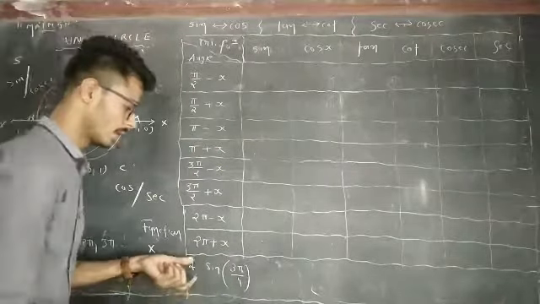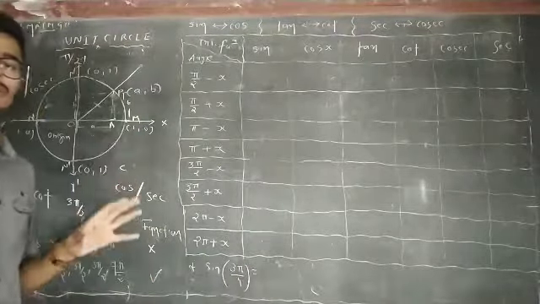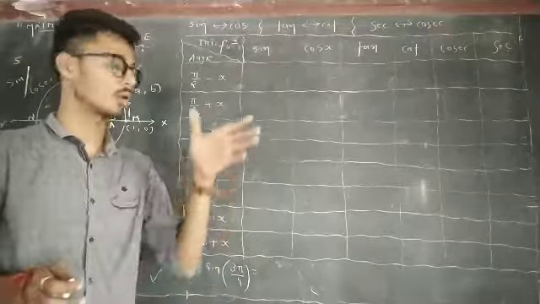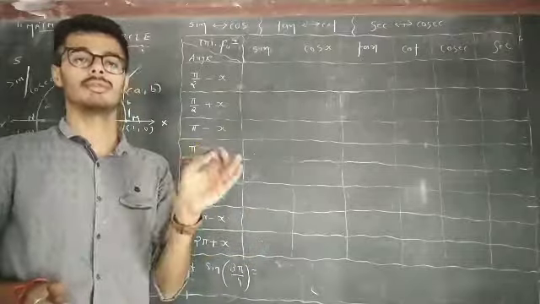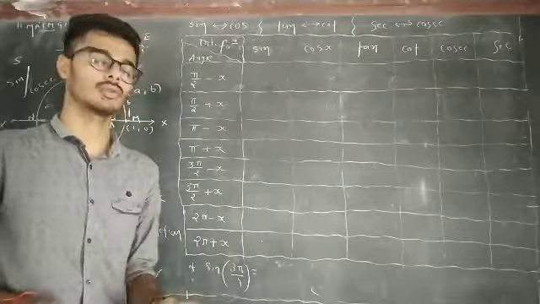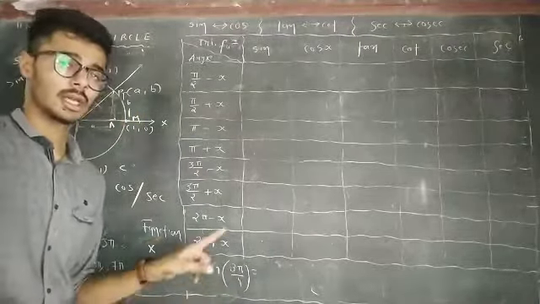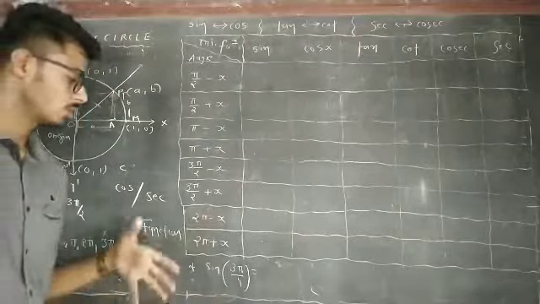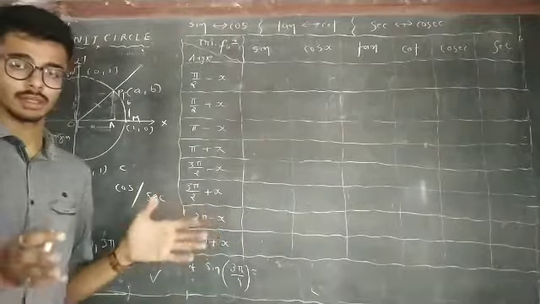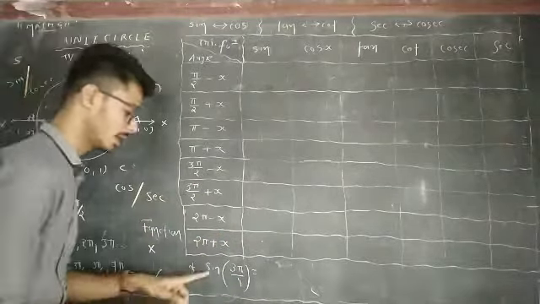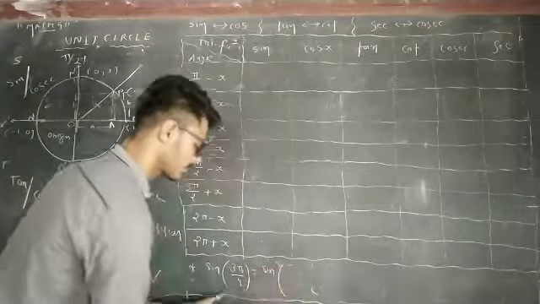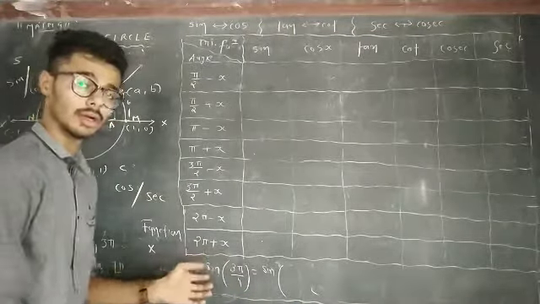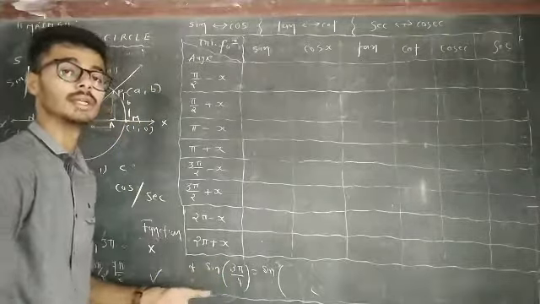So first of all, for sine 3 pi by 4, we have to convert theta to between 0 to 90 degrees, because we know the values of all these functions between 0 to 90 degrees. But over here it is more than 90 degrees, it is 135. So we have to convert this theta to between 0 to 90 degrees.